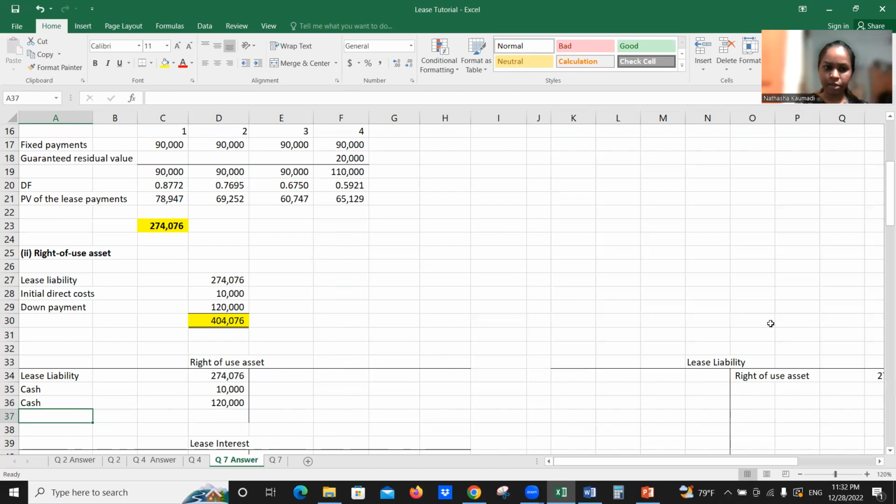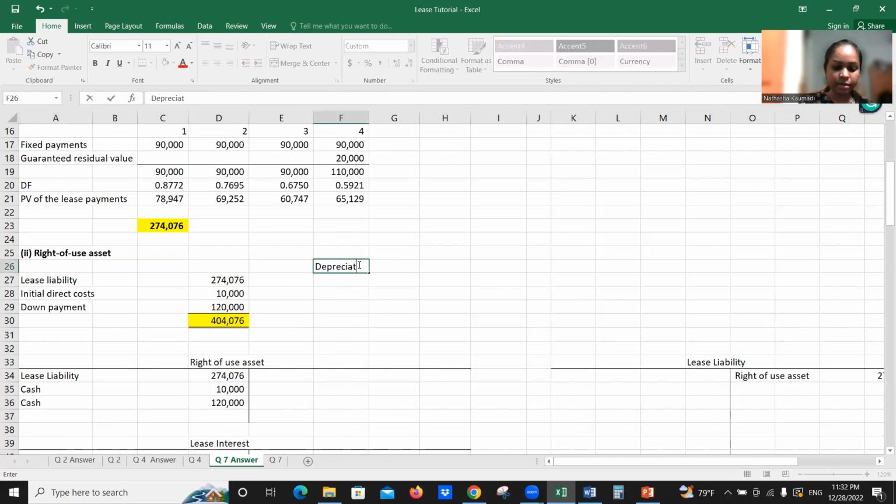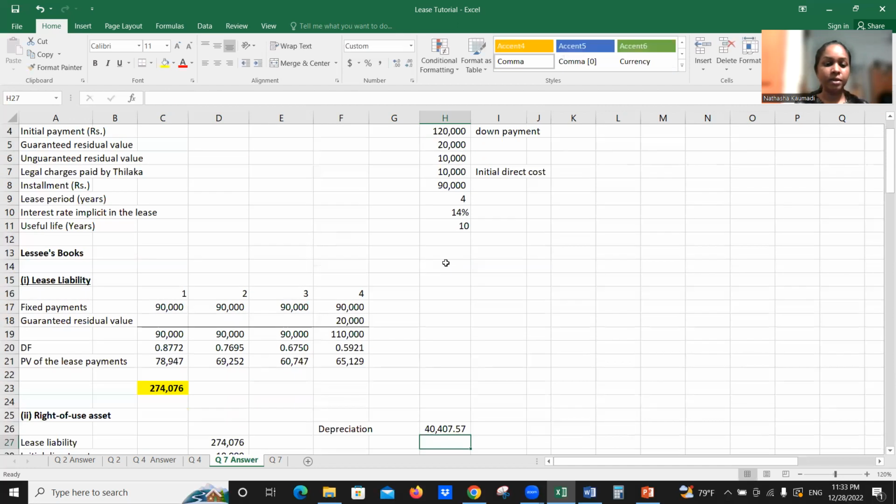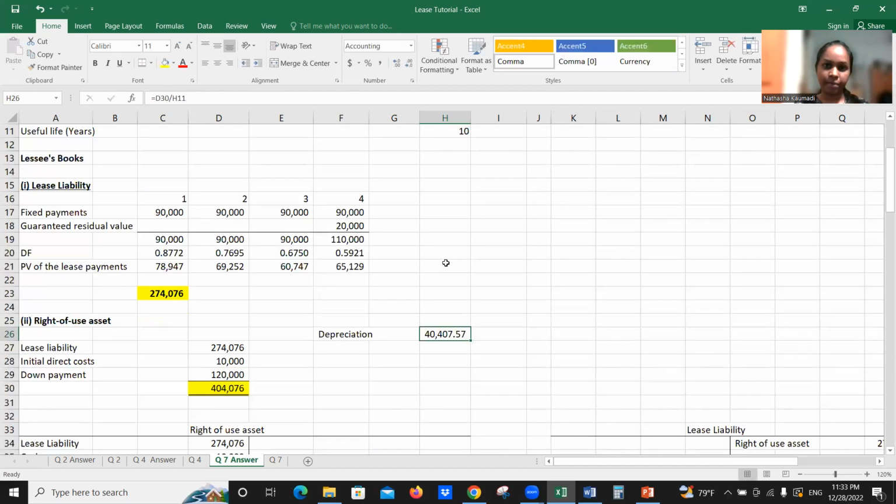After that, I think you are clear with how to get the depreciation for the period, right? The value is 404,076. That is the total value of the right of use asset. You are dividing this value by the useful lifetime. In this question, the useful lifetime is 10 years. So this would be the depreciation for year 1, year 2, year 3 and year 4. That would be the same. Hope you are okay with that computation of depreciation.